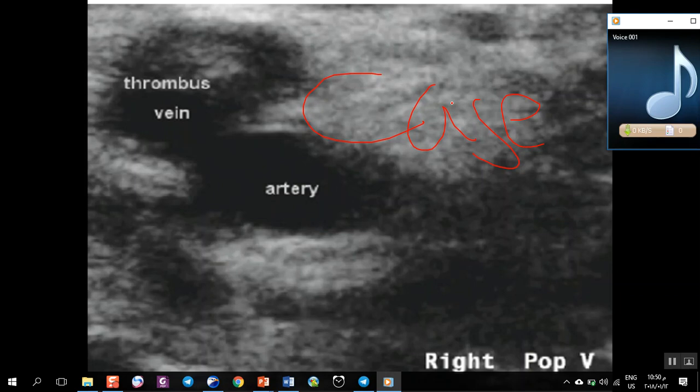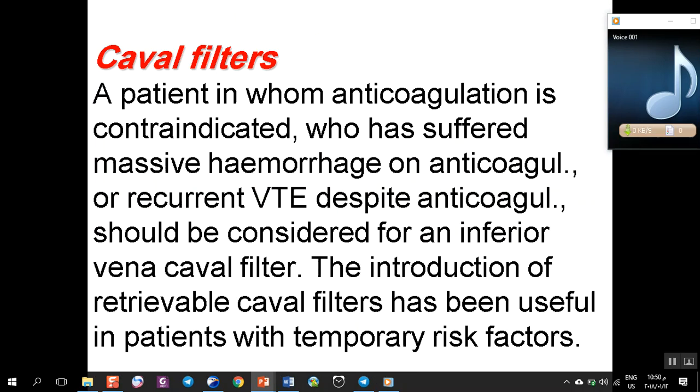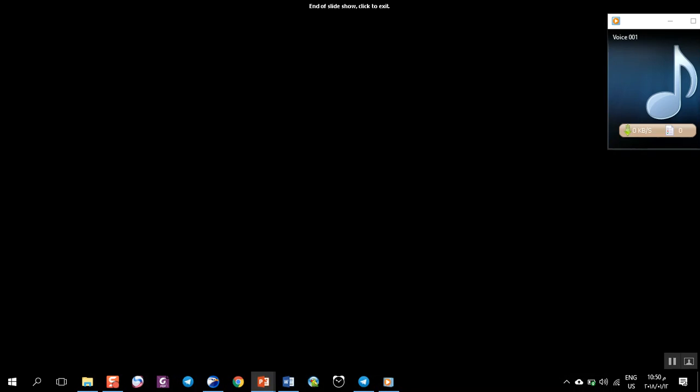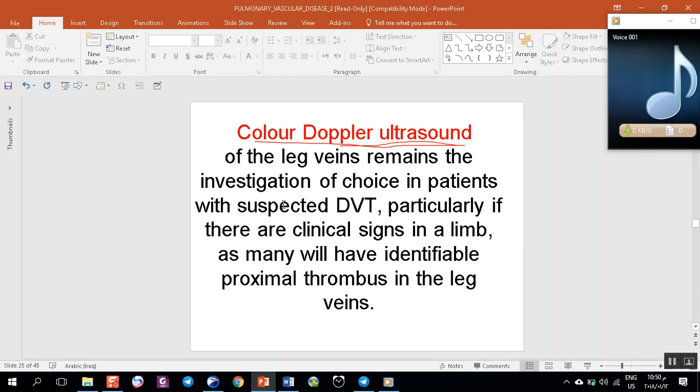This is the RV, this is the RA. You see, this is a flame-like structure, like a worm. A clot inside the RV and RA. How is the clot moving into the RV? At any time we can have disturbance of the blood circulation, more thrombosis.